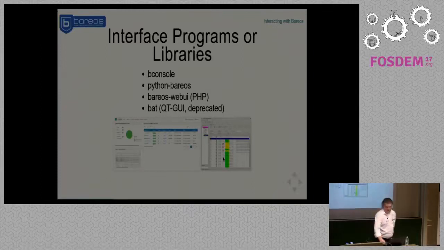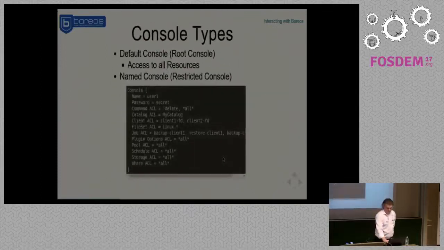Okay, I've talked about the console interface. You should be aware that there are different types of consoles. The so-called default console or root console gives you access to all resources available in your director. This is normally the console used when you just type in bconsole. So with the default configuration, you get the root console.